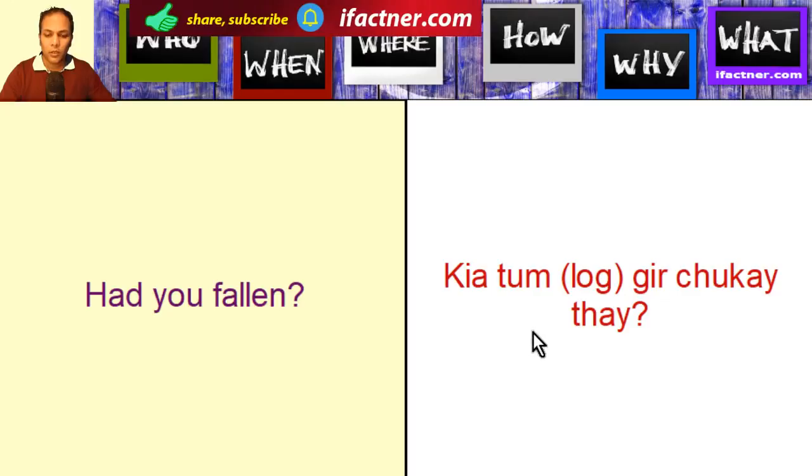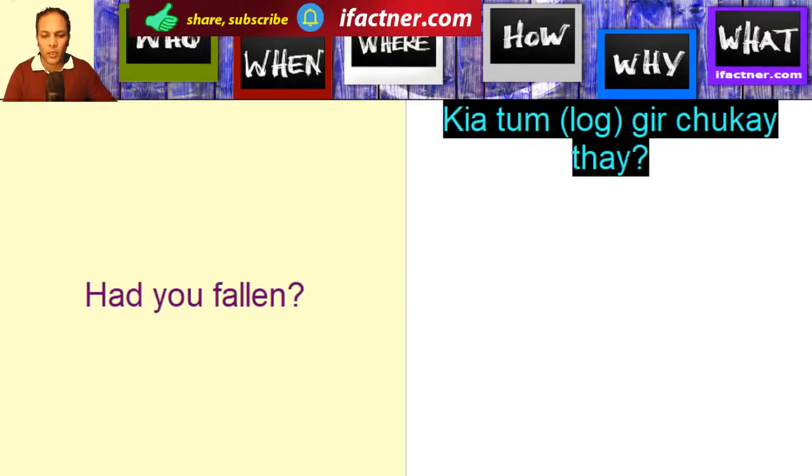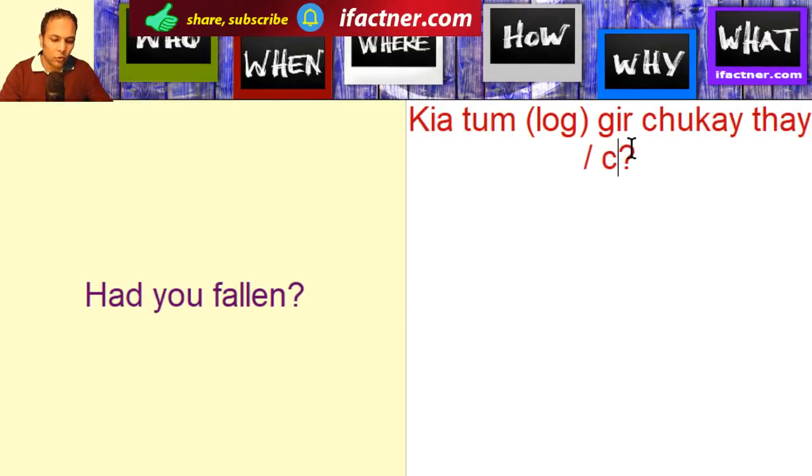Had you fallen? क्या तुम गिर चुके थे? क्या with थे means had, तुम, you. लोग is people, so you can ask the plural तुम लोग, आप लोग, or you can just ask a singular person. गिरना is to fall, गिर चुके, fallen. क्या तुम गिर चुके थे? And if we are asking a female, then we will ask क्या तुम गिर चुकी थी?